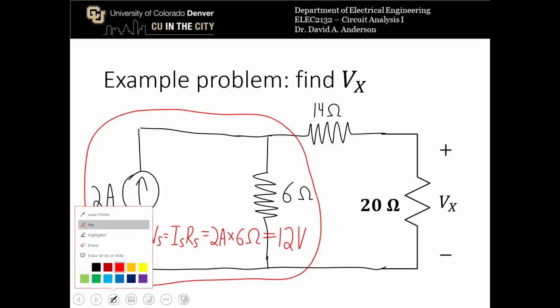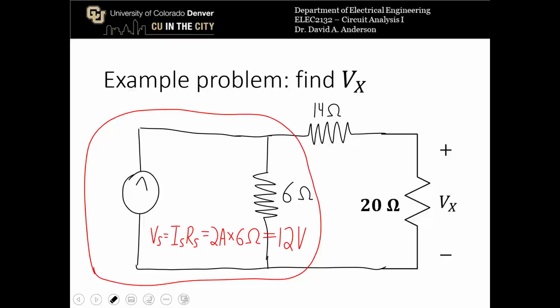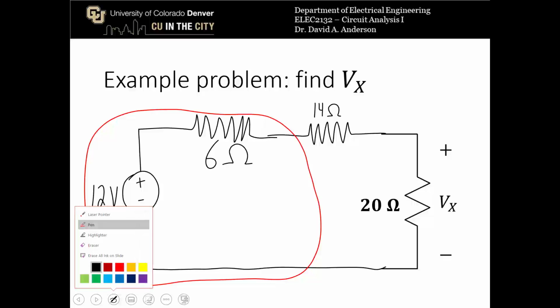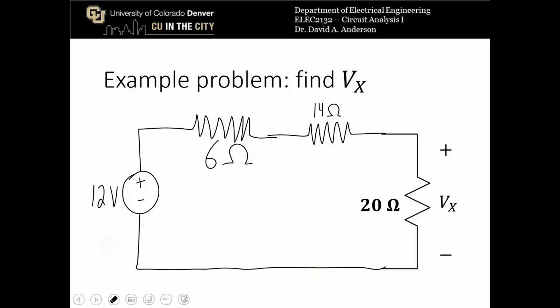So now I erase the old part of the circuit and I fill in the new part of the circuit, and now, as you can see, the 6 ohm and the 14 ohm resistors are in series and can be combined. So I will combine those into a single 20 ohm resistor.